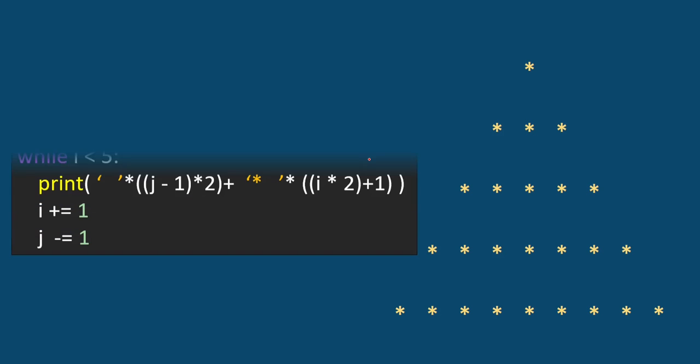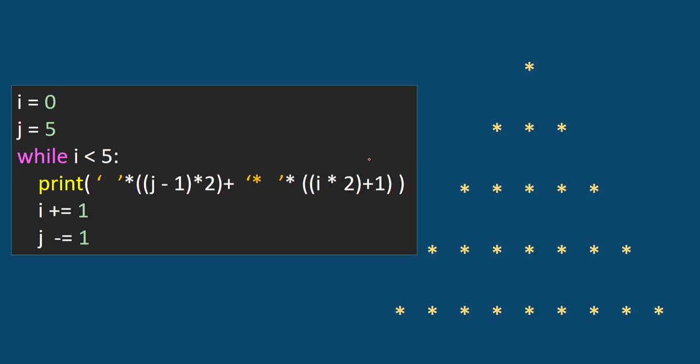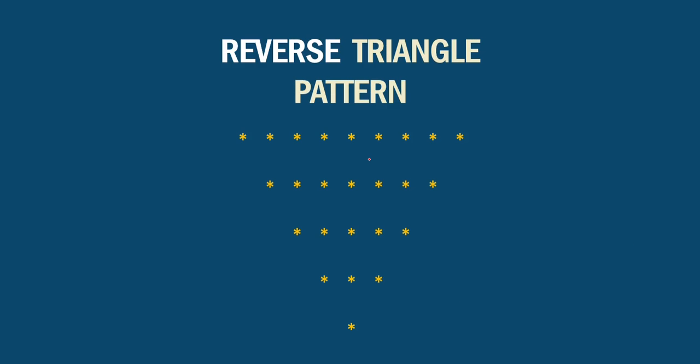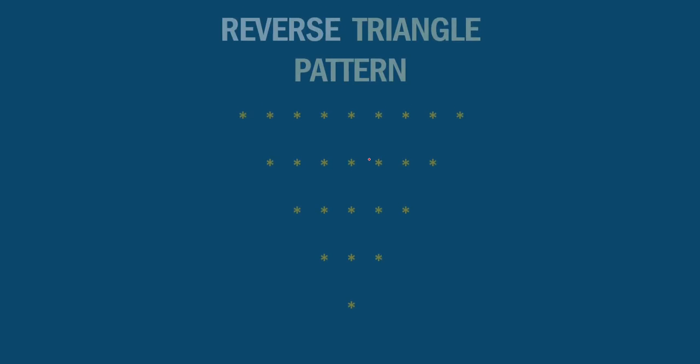We can use a for loop in place of the while loop, and we can use any other character in place of star. There are various other methods to execute this code. In the next video tutorial, we will see how to print a reverse triangle pattern.